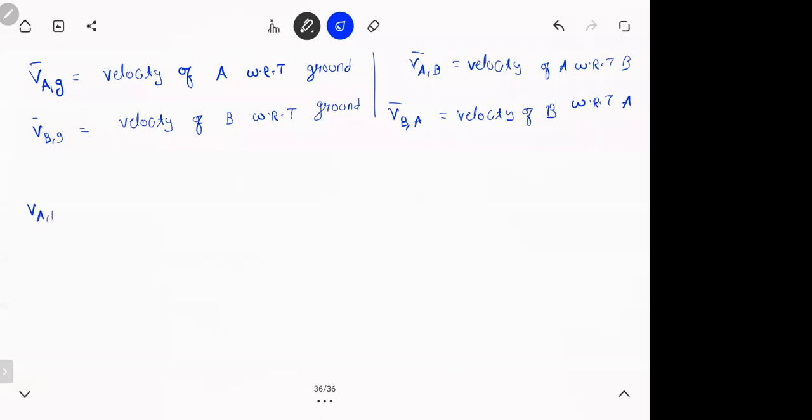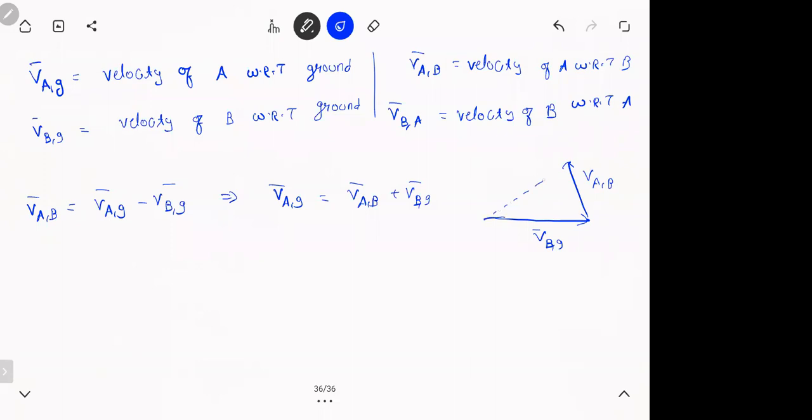So VAB is velocity of A with respect to ground minus velocity of B with respect to ground. With respect to B means subtract B's velocity from everyone. This can be written as VAG equals VAB plus VBG. I just shifted it to that side. Velocity of B with respect to G, velocity of A with respect to B, and this is velocity of A with respect to G. Triangle of vectors: this plus this should give you this. It's just a vector way of showing it.